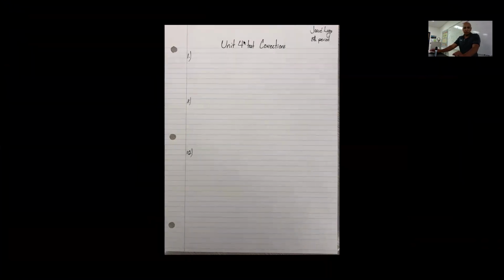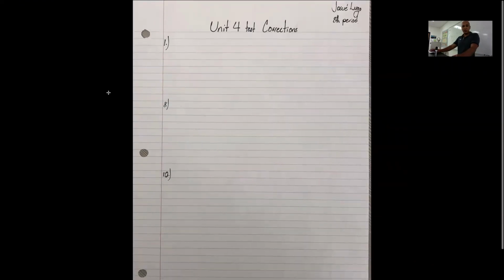If this was a skills quiz, you would say skills quiz 3 corrections. If this was some other test, you would title it whatever it's called. But ladies and gentlemen, it must have these elements. It must have the title, and it must say corrections, so that is what I'm looking at. You must include your name. Obviously, my name is Josue Lugo, Mr. Lugo, and what period you're in. That is very important. All right, so again, you must title it correctly. In this case, it must say Unit 4 test corrections, because that's the one that we're doing. Make sure it says corrections. You must write your name, and it must have the period that you are in.